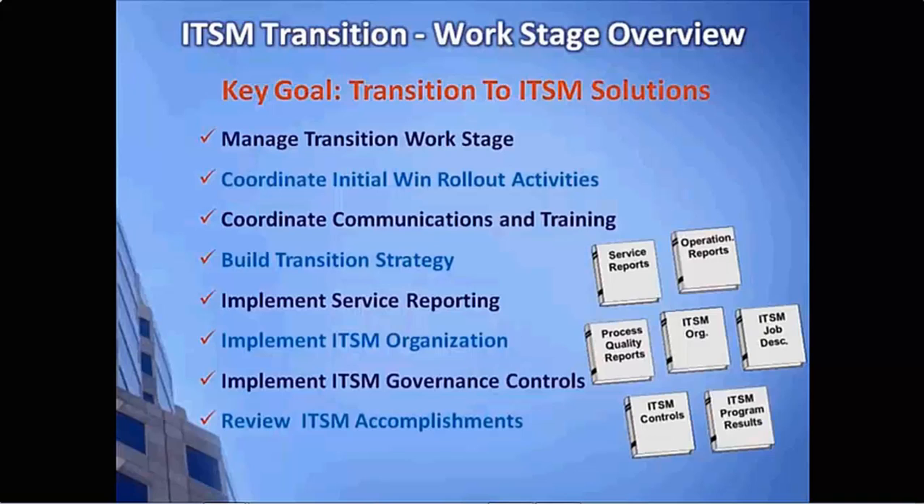Managing this work stage, coordinating initial win rollout activities as we move forward, executing on our communication strategy by coordinating communications and training, building our transition strategy, implementing service reporting, our IT service management organization, governance controls, and then lastly, reviewing our accomplishments, identifying key issues and things that we may want to work on next. That will become input as we circle back to that visioning stage at the beginning of our implementation life cycle and figure out what it is we want to work with and focus on in the next round of implementation.